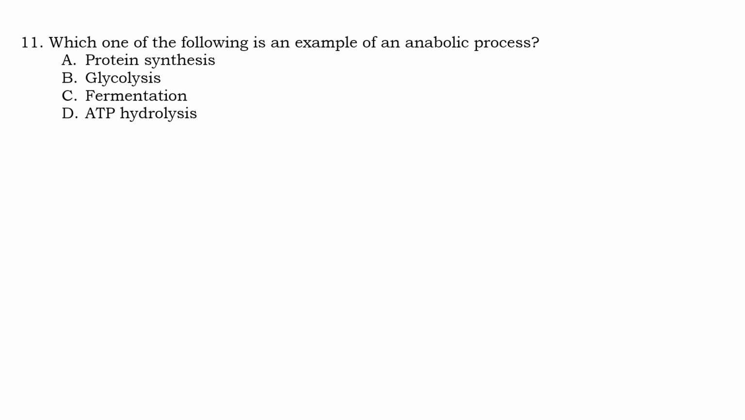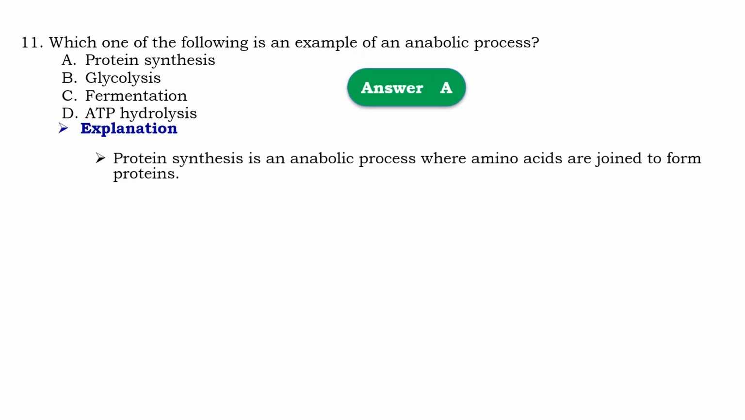Question number 11: which one of the following is an example of an anabolic process? So that should be A, protein synthesis. Means that protein synthesis is an anabolic process where amino acids are joined to form proteins.